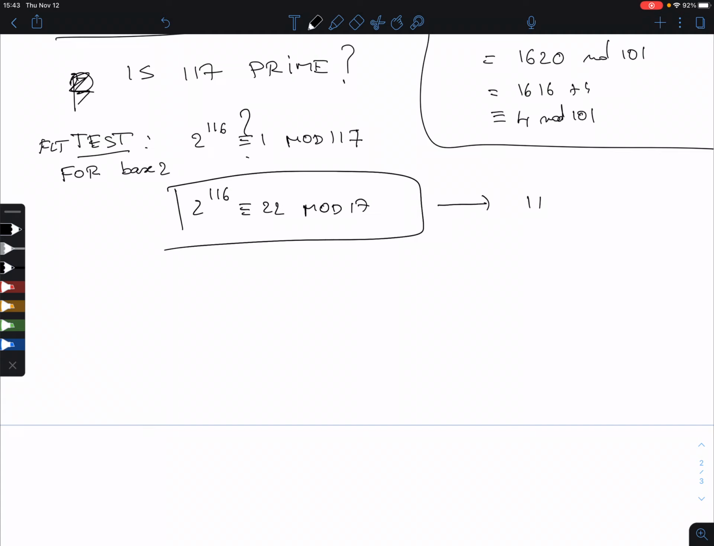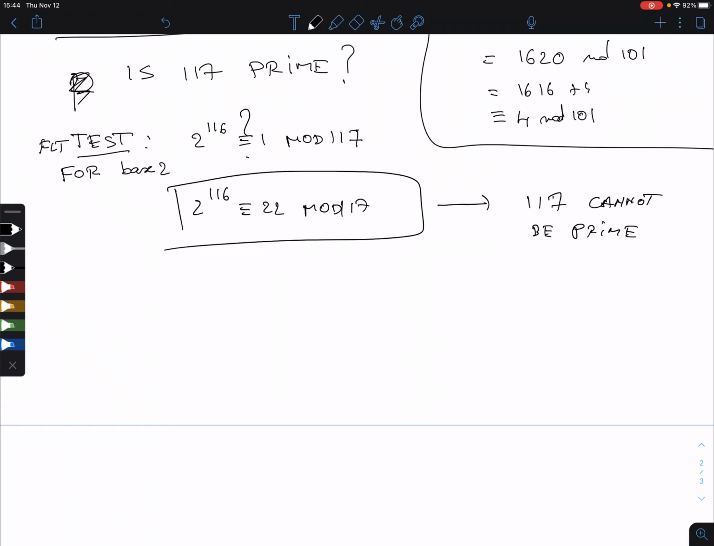Therefore, 117 cannot be prime, because if it's prime, it should satisfy Fermat's little theorem. This is a proof by contradiction, right? We've seen proof by contradiction, so you know exactly what that means. So this is what we call a primality test.